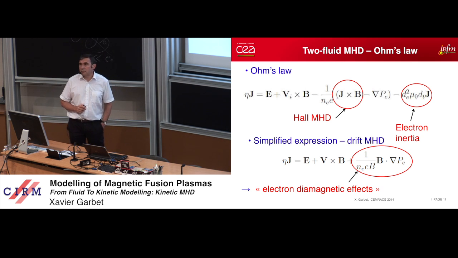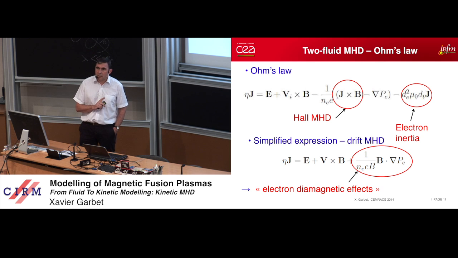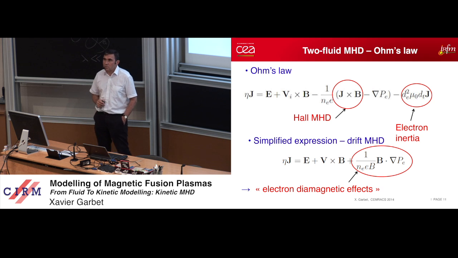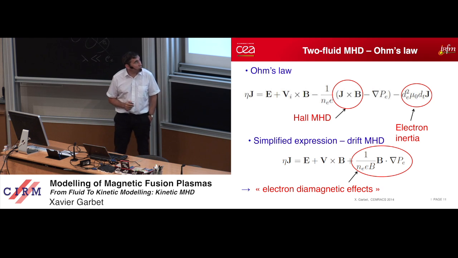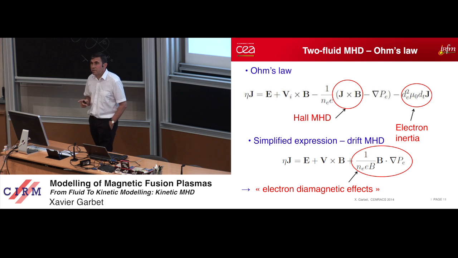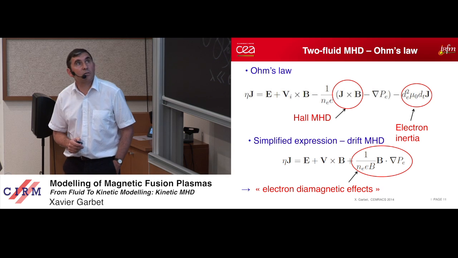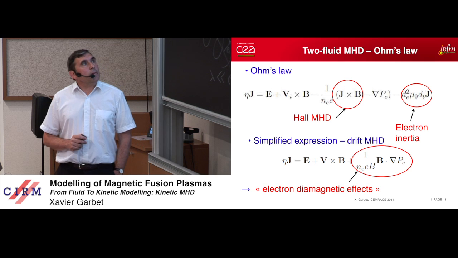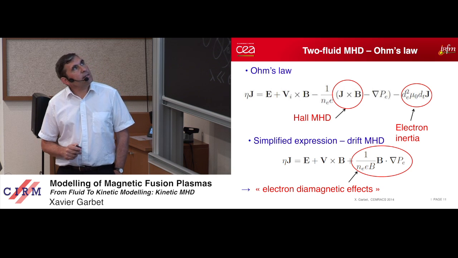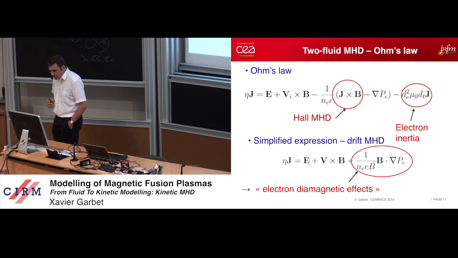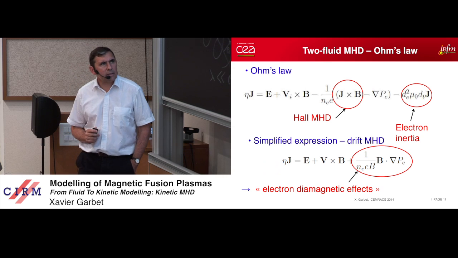I'm not going to insist very much on that, but we'll see that it may play some role in some cases. G squared here is the electron skin depth, so it was also introduced in Jean-Marcel Rax's lecture. It's c squared over omega p squared, where omega p is the plasma frequency, right? And it's quite small. This is still a bit complicated to implement in codes. Some do that, but it's still a bit technical.